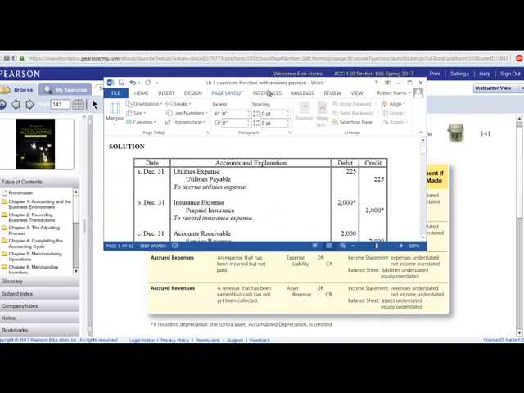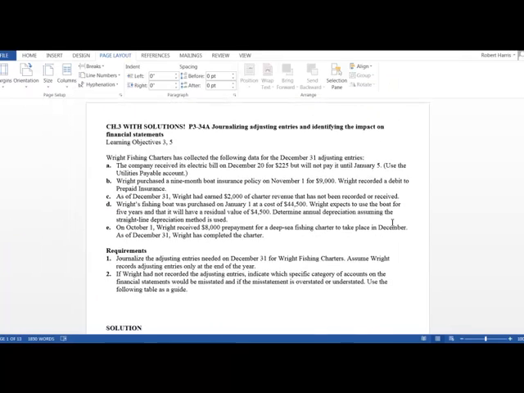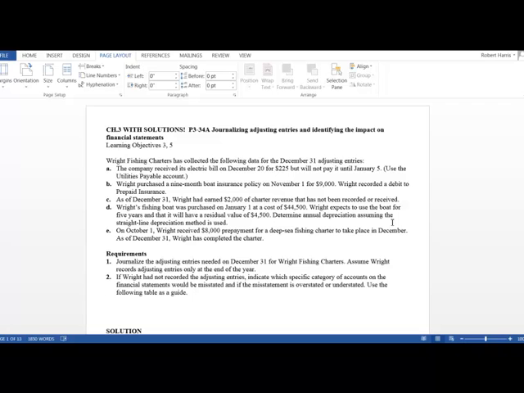So let me bring this little fella over. And let's take a look here. This is something that I typically work with my seated sections, and I'm just going to put this together here on the screen and show you. We'll talk about each one of these, what's going on, why we need to make an adjusting journal entry, what it looks like, and then what the impact would be if we did not make it.